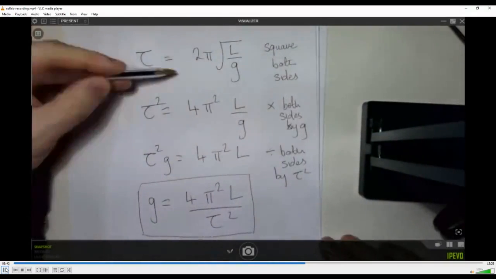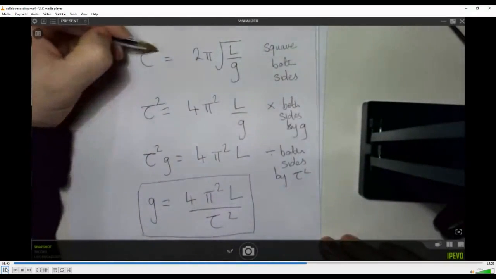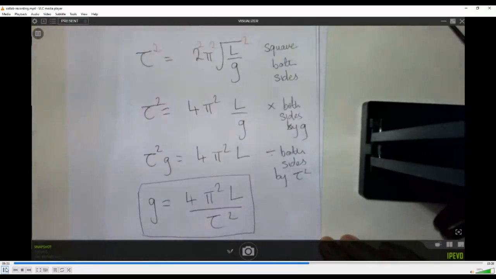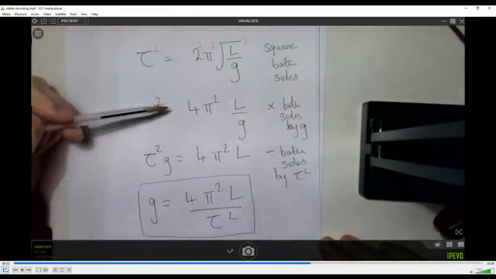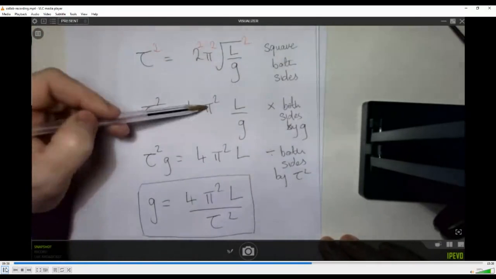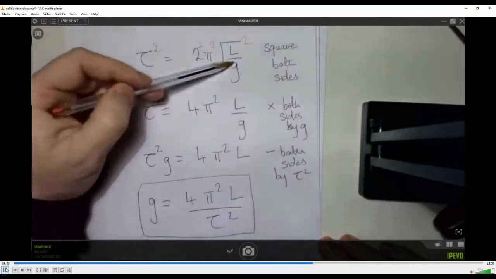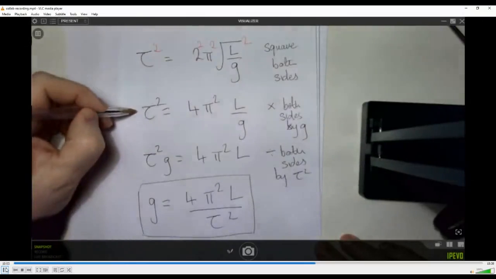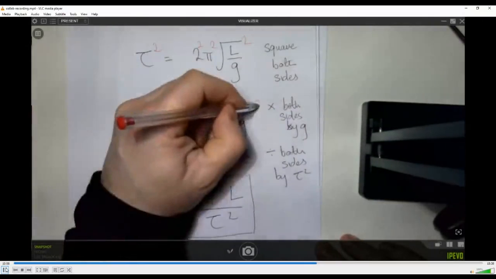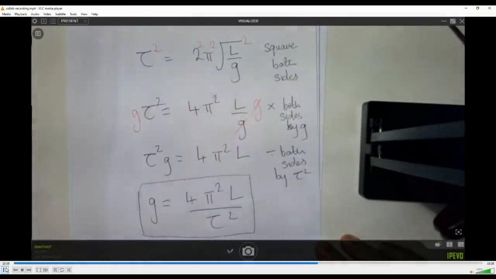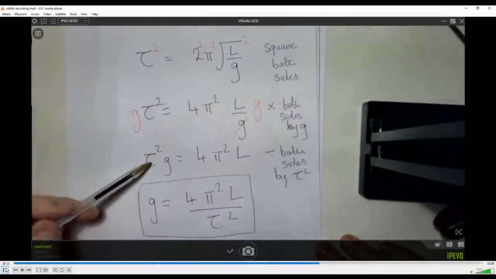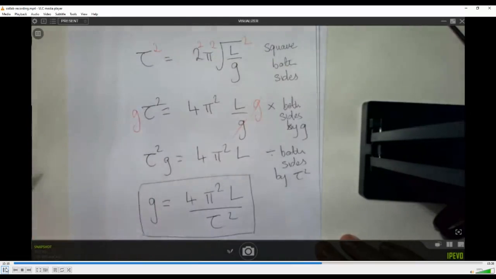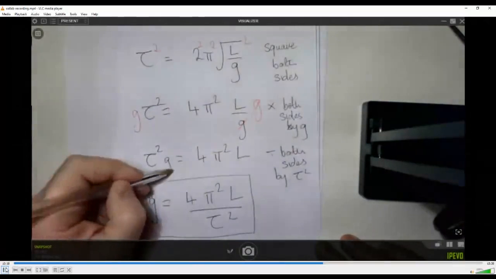So let's just go through that again. What we've done here is squared both sides: tau squared, 2 squared, pi squared, and the square root of L over G squared. So we square that to get tau squared, 4, pi squared, L over G. Now I want to multiply both sides by G. So I'll multiply that side of the equation by G and this side of the equation by G. The G's will cancel on the right hand side. So I'm left with tau squared G is equal to 4 pi squared L. Now I want to divide both sides by tau squared.